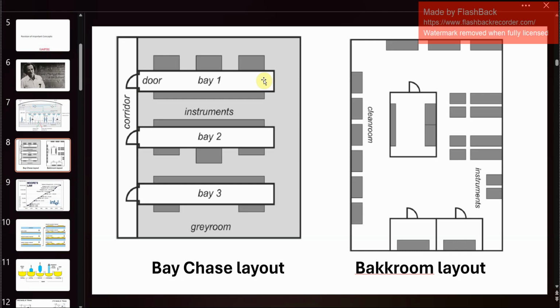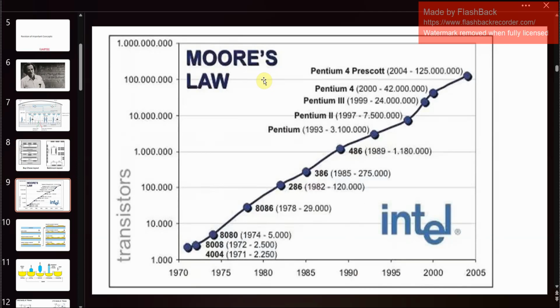In places like Intel or AMD, a bay layout will be used. In small research facilities, a ballroom layout will be used because that is cheaper to build. So again, we come to the next topic, that is Moore's law.